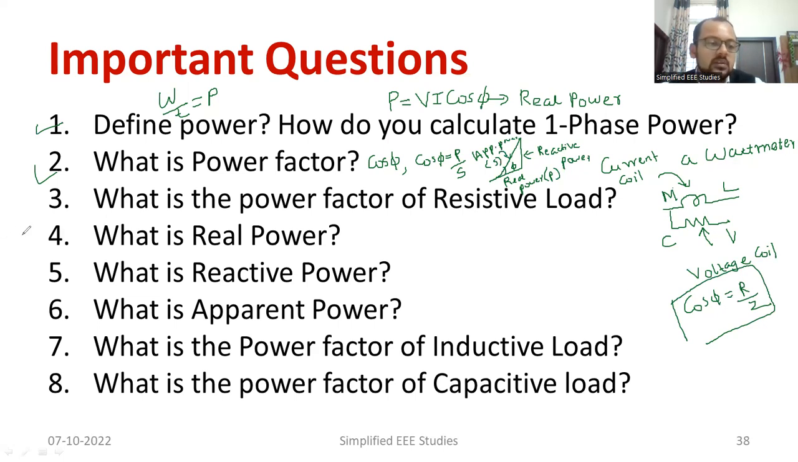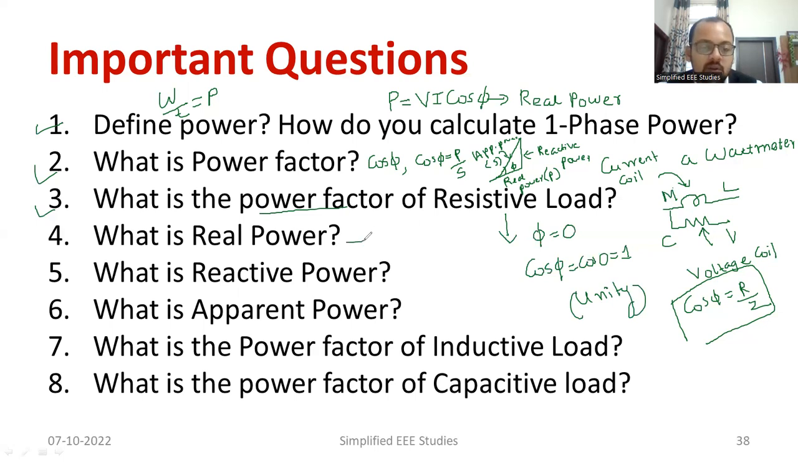Another one: what is the power factor of resistive load? In a resistive load, the phase angle difference between voltage and current is equal to 0. There is no phase angle difference. Therefore, power factor cos phi is nothing but cos 0. What is cos 0? It is equal to 1. So the power factor of a resistive load will always be equal to 1, or you can say unity. In some literature you can see unity also.